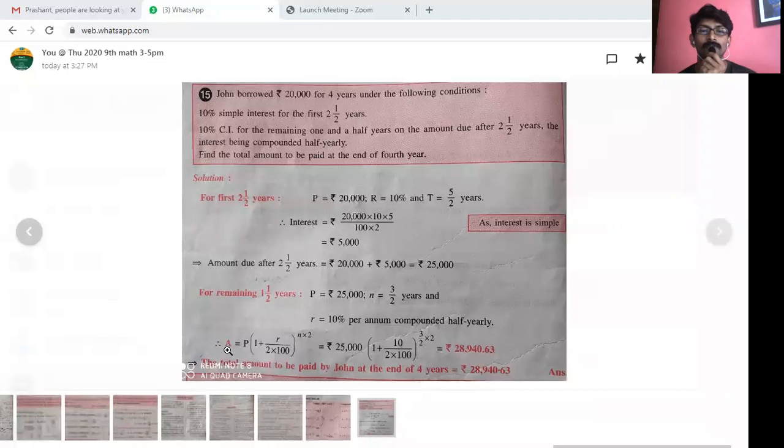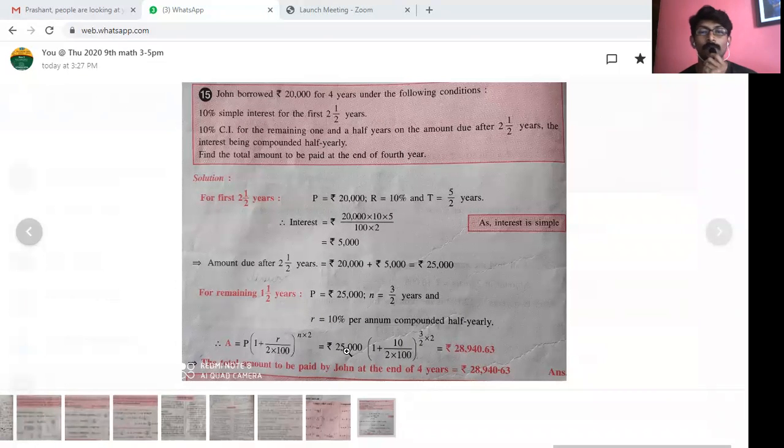So what is the formula, student? Amount is equal to P open the bracket 1 plus R upon 200 raised to the power 2n, which equals to principal कितना था हमारा 25,000. See, student, you always have to write down this data. If you write the correct data and the correct formula, the substitution becomes really, really simple.